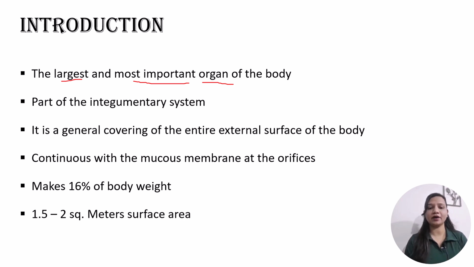It is also a part of the integumentary system. Integumentary system is the body's outermost layer which consists of skin, hairs, nails and glands. So all this content is called the integumentary system collectively. So skin is also part of this integumentary system, which is the body's outermost layer.